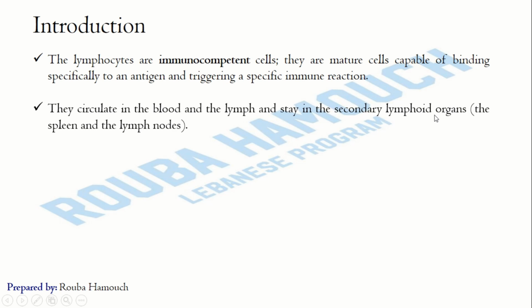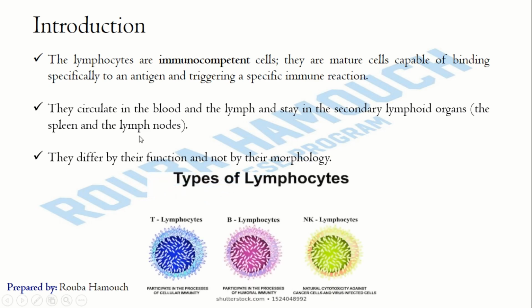After maturation of the lymphocytes in the primary lymphoid organs, bone marrow and thymus, they leave these primary lymphoid organs and enter the secondary lymphoid organs where they will be activated. The secondary lymphoid organs are mainly the spleen and the lymph nodes. The lymphocytes differ by their function and not by their morphology. You see, the T lymphocytes and the B lymphocytes have the same morphology but have different roles.